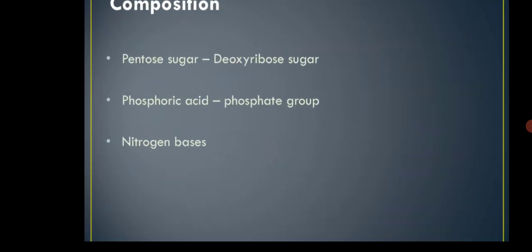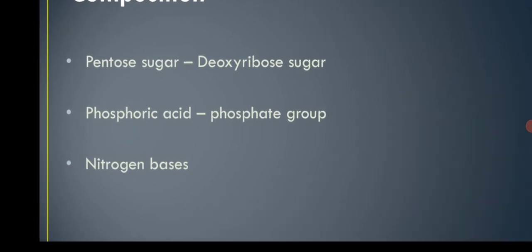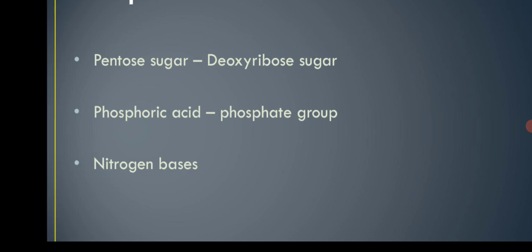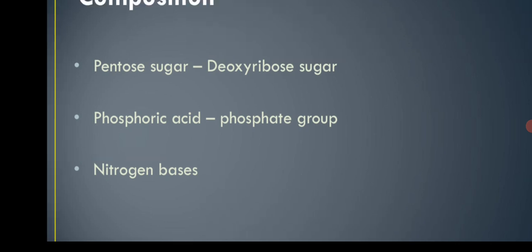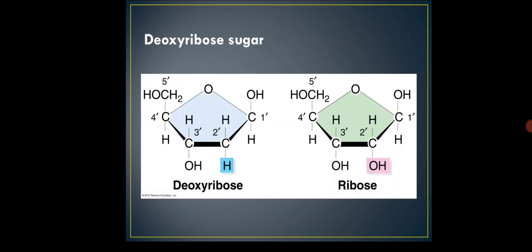This DNA has the following composition, that is, DNA is made up of the following things. First one, pentose sugar, that is deoxyribose sugar. Then it has phosphoric acid, that is the phosphate group. And the third important one, it has nitrogen bases.